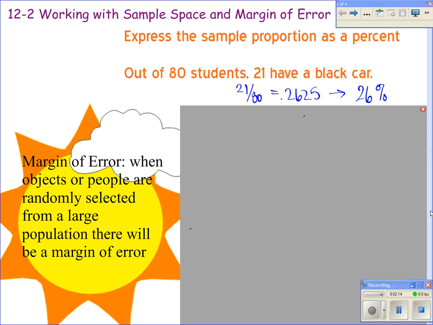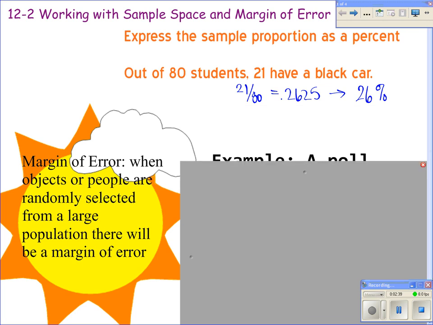The larger amount of people or objects that you collect in your survey or questionnaire, whatever you're doing, the less error that you're going to have, because you're going to be covering more people. But if you just survey a small group of people, there's going to be a larger margin of error, because it's probably not going to be exactly what the whole population would say. So as you get more people, your margin of error goes down.